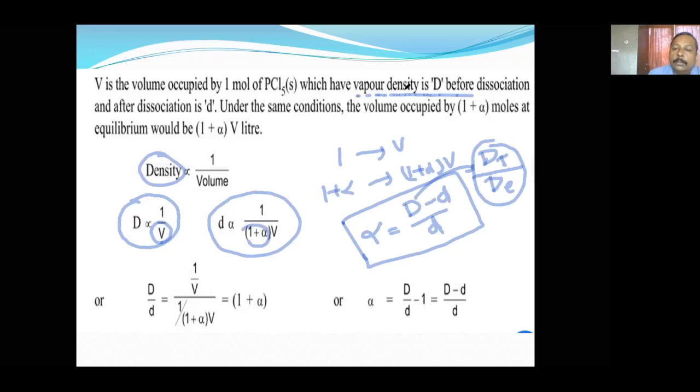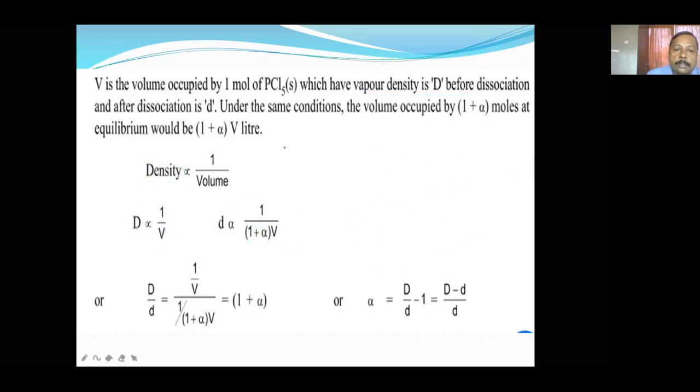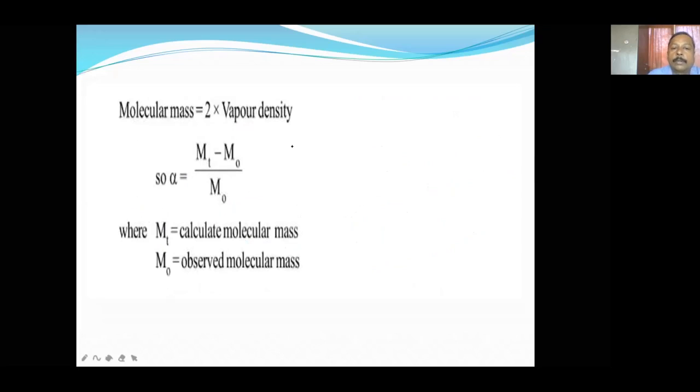Okay. So this is for 1 mole. But it is not that we will always have the question with 1 mole only. If it is more than 1 mole, or if it is in terms of molar mass or molecular mass, then how do we deal with such questions? The next slide will give you the answer. Okay.